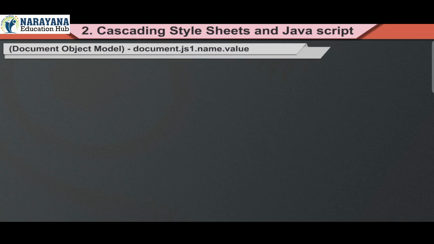Document object model, that is document.js1.name.value.